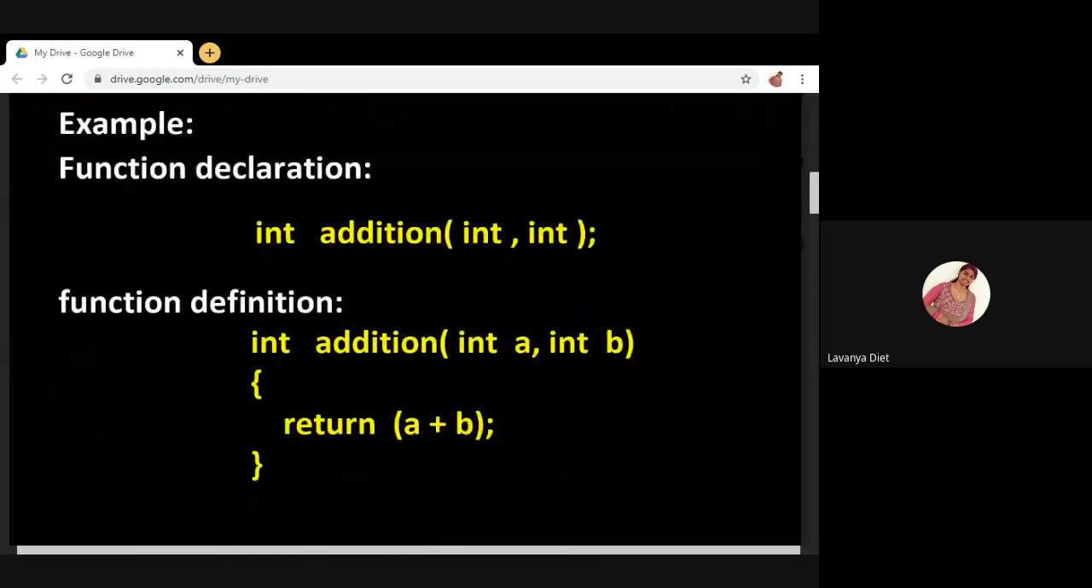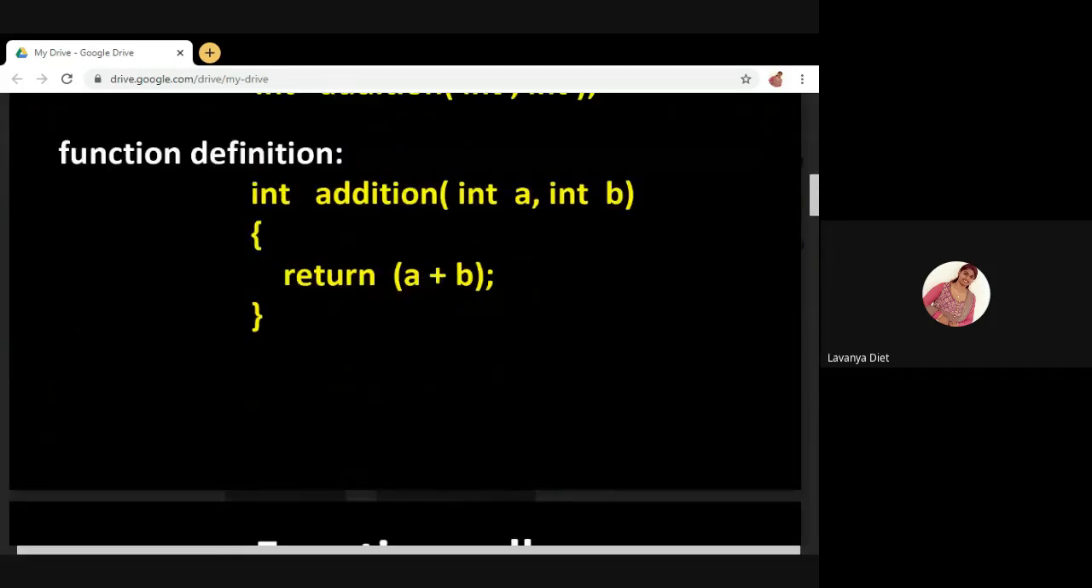Let us see the example. See the function definition. Already I have said function definition means writing some code. See here, int. First, the return type is int. That means this function is returning some value. Function name is addition, which will perform addition.